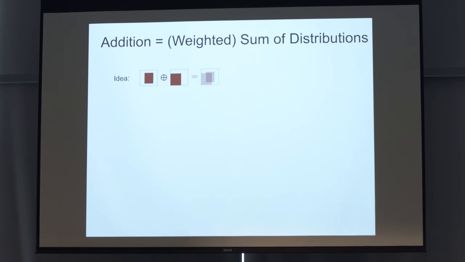So we also need a way to do addition. We've been thinking about this as if these represent two different distributions. What does it mean to add two different distributions? It's like a weighted sum of those distributions. In a way, that looks like this, but we want to represent it with a single box in the output. So we'll find the single box that best approximates the weighted average of the two input distributions.